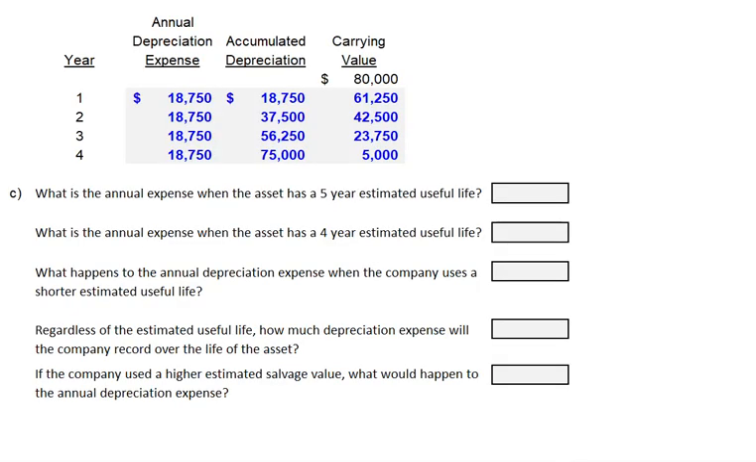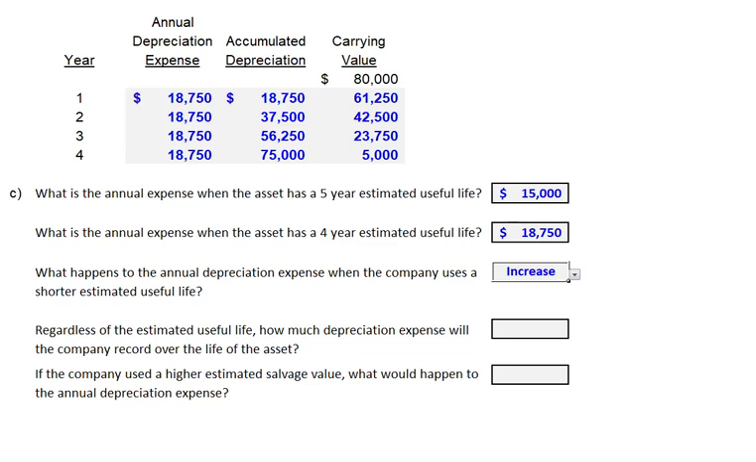Our first question wanted to know what was our expense when we had a 5-year life, and recall from above that was $15,000 per year. When we have a shorter estimated life of 4 years, our annual expense has to go up. We've got fewer years to match it with revenues, so the cost we report as an expense each year increases. So question 3, what happens to the annual depreciation expense when a company uses a shorter life? It increases.